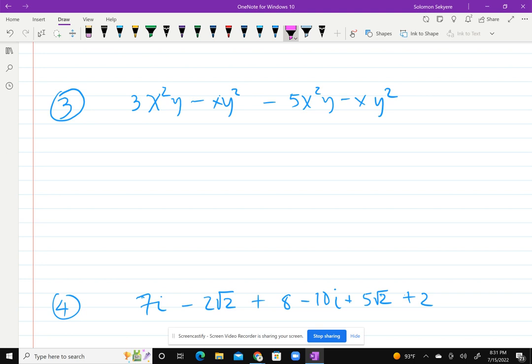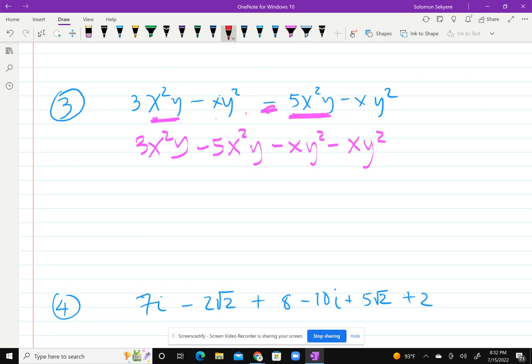So I identify like terms. X squared y, that's different from xy squared. X squared y. So I put this together. So 3x squared y. And this here, the negative sign is part of it. Minus 5x squared y. And then minus xy squared minus another xy squared.